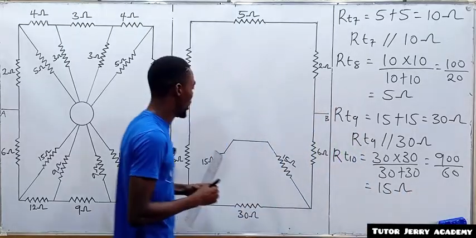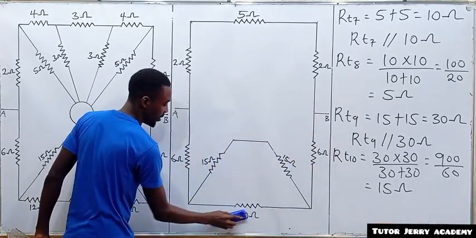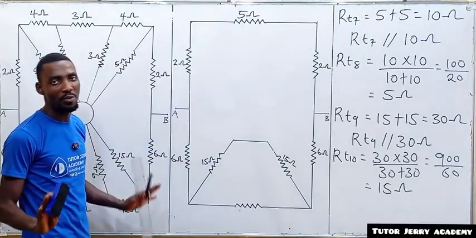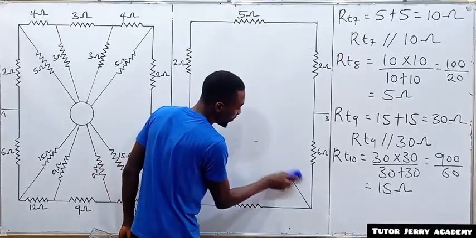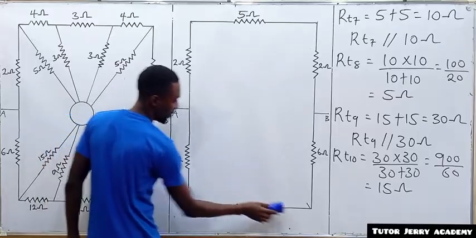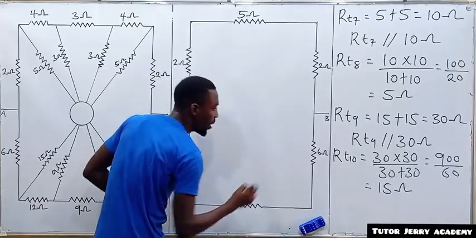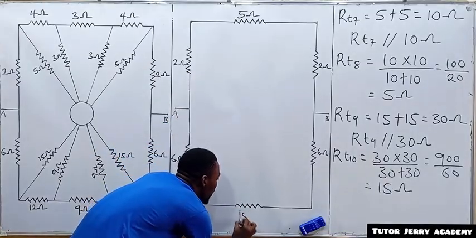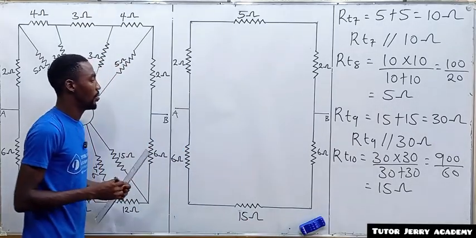All right, so again we are going to clean this part, and then we are going to replace this with 15. I hope you are following. Well simplified, right? All right, so here we are going to have this to be what? 15 ohms. All right, so that's it.